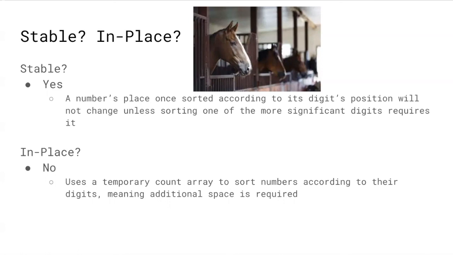And as for the algorithm being in place, it is not in place because we have to allocate memory for each of the buckets or linked lists per index, as well as the count array to keep track of the index we are on.